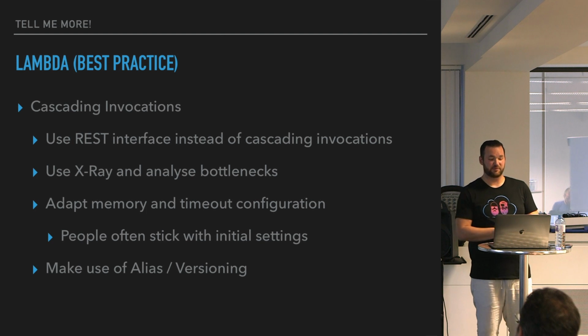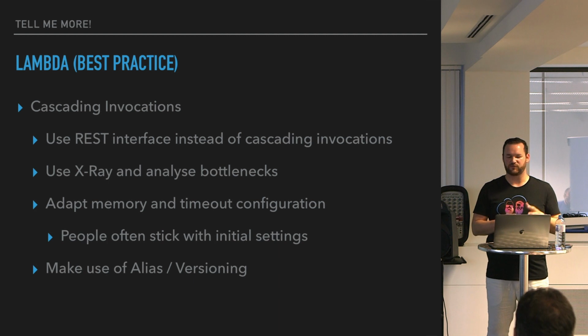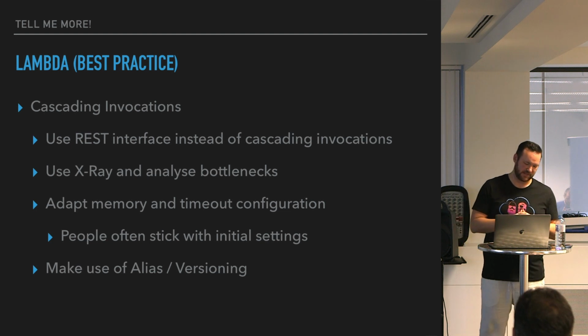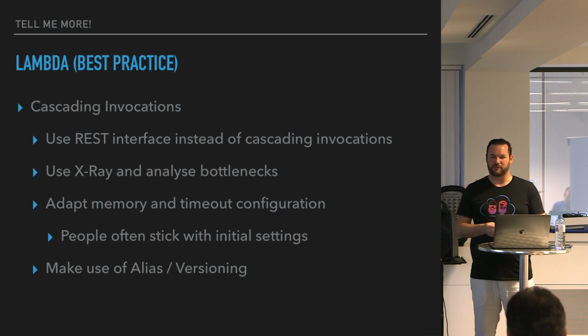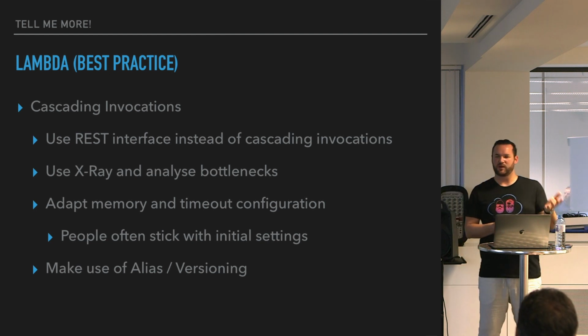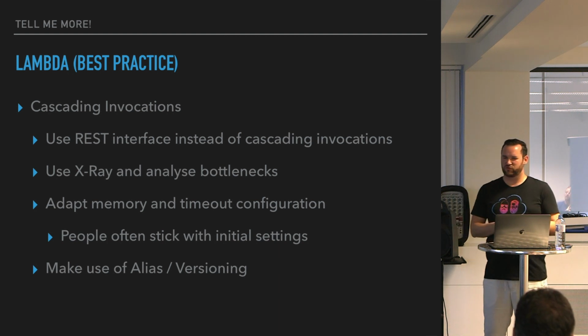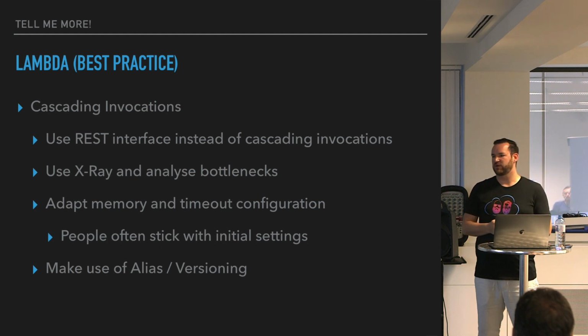Then adapt memory and timeout configuration. Most people start with Lambda, create a function, configure very graceful memory settings and configuration and environment variables, but most people don't adapt those anymore. That means you start with 1 gigabyte memory and you never touch it. You never touch the configuration. So make sure to have a look at how many megabytes of memory consumption you really had, and adapt your configuration, because otherwise you just waste money.